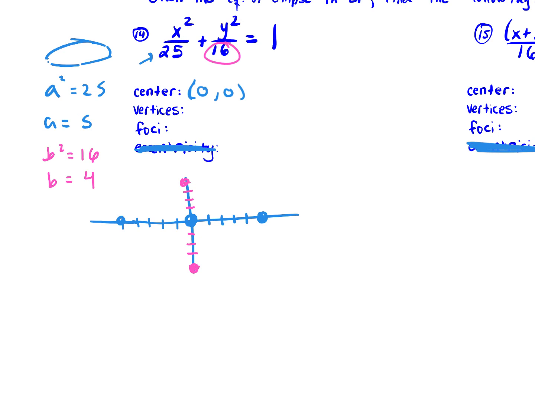So on the right side, what would our vertex here be? 5, 0, because we go to the right 5. And then on the left, it would be the opposite, so negative 5, 0. What about the pink dots? 0, 4, and 0, -4. Perfect. And how can we find our foci?